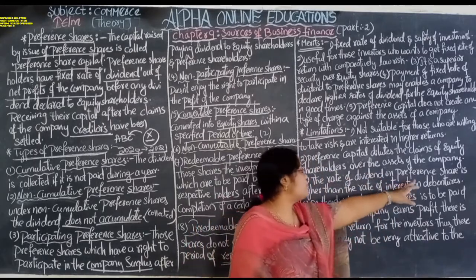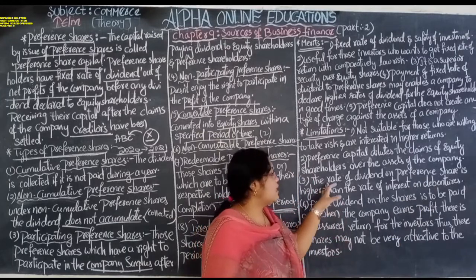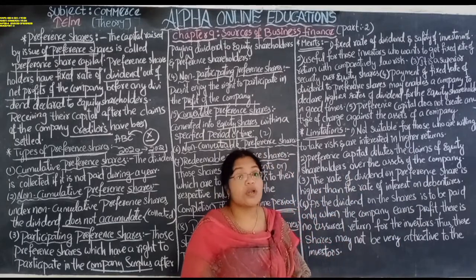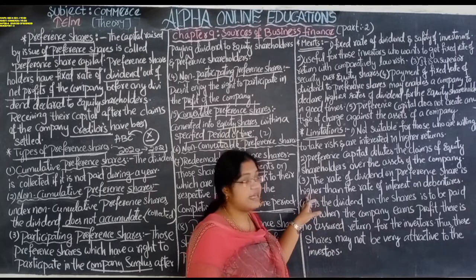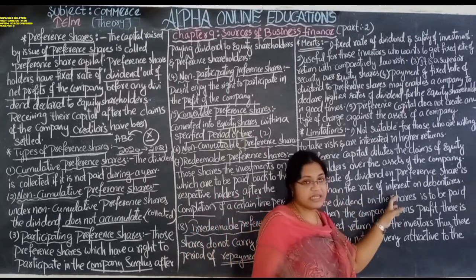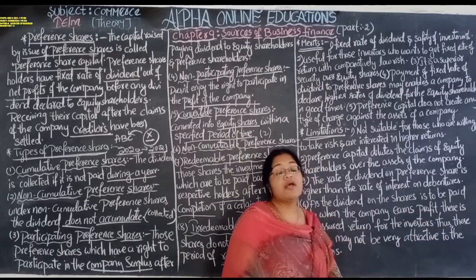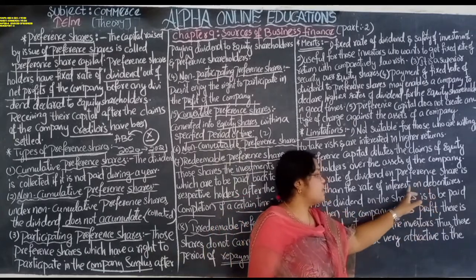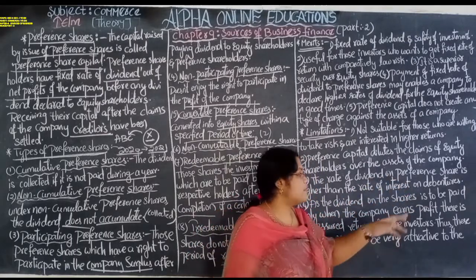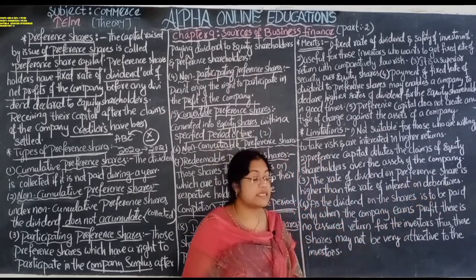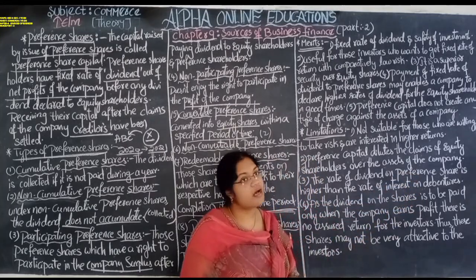The rate of dividend on preference shares is higher than the rate of interest on debentures. Debentures are also a way to raise capital. On debentures we pay interest, while to preference shareholders we pay dividend. So when we compare the debenture holder and the preference shareholder, the preference shareholder gets the higher rate of returns.